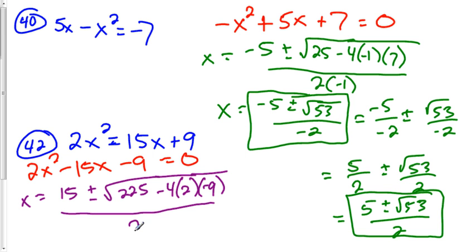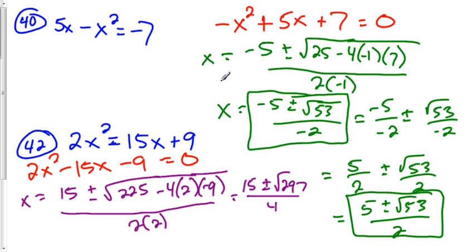all over 2a. Okay? Negative 4 times 2 is negative 8, times negative 9. 8 times negative 9 is 72. So I'm going to get 72. Sorry about that. So it's 225 plus 72 is going to be 297. We get 15 plus or minus the square root of 297 all over 4.